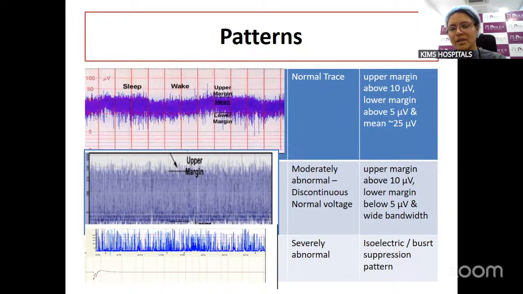So these are considered as moderately abnormal, whereas an isoelectric pattern or a burst suppression pattern in EEG, wherein both the lower and the upper margins are completely depressed with occasional high voltage spikes that may reach 50 to 100 microvolts, are considered to be severely abnormal.